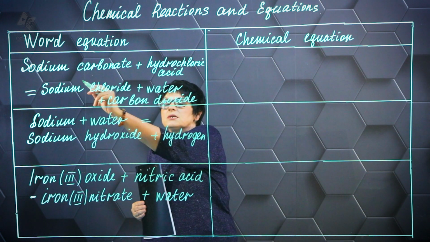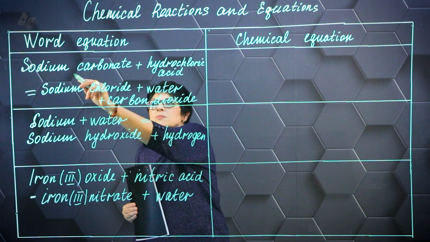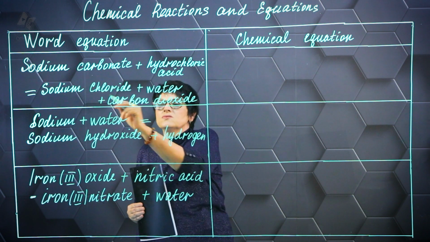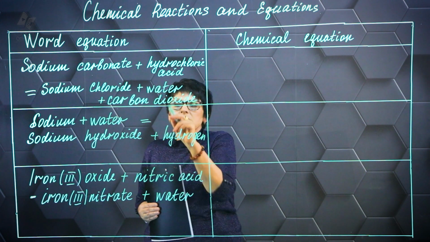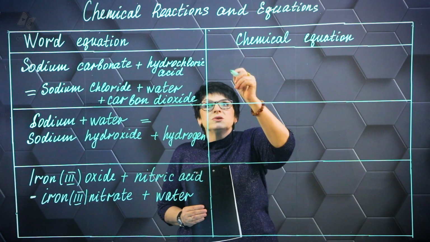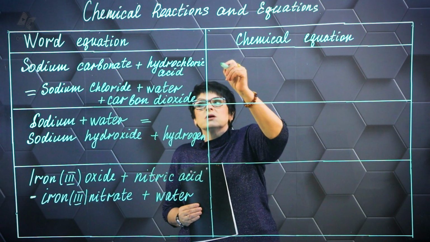Alright, the first example involves the interaction of sodium carbonate with hydrochloric acid. The reaction leads to the formation of sodium chloride, water, and carbon dioxide as the end products. Alright, let's translate into the language of chemical formulas.